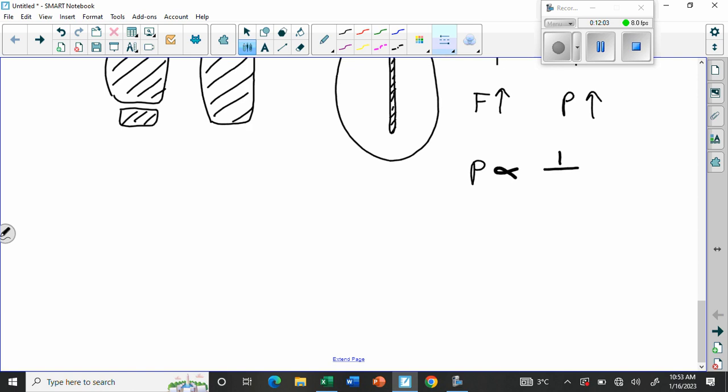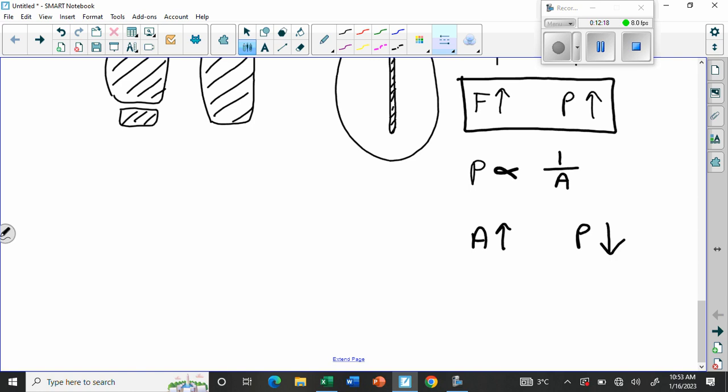But with area, we say that the pressure is proportional to the inverse of area. This is how we write it. So what this means is that if the area goes up, the pressure goes down. It's a reverse kind of relationship, see? In this relationship, they both work together. Force up, pressure up; force down, pressure down. Here, area up, pressure down; area down, pressure up. So you see how the area went down when we used the skates, so the pressure went up.